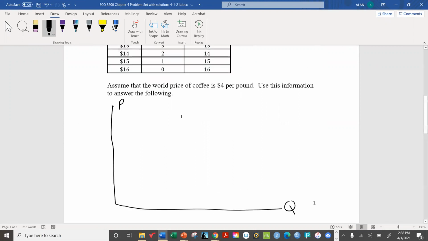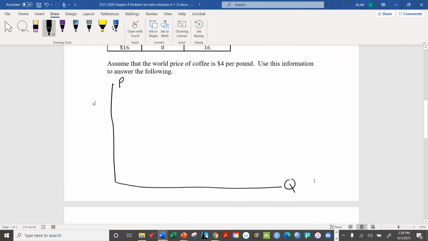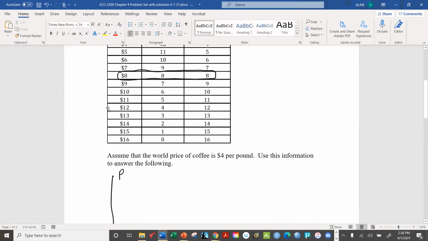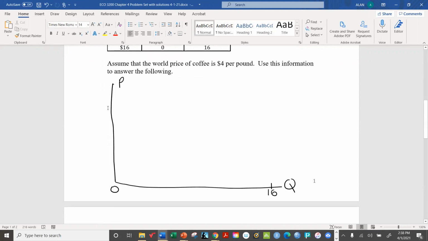All right, so if you look at these numbers, when the price is 0, the quantity demanded is 16. Okay, so let's start there. And when the price is 16, the quantity demanded is 0. So basically, this is a straight line between these 2 points. All right, well, it's okay. It's an adequate job of drawing the demand curve.